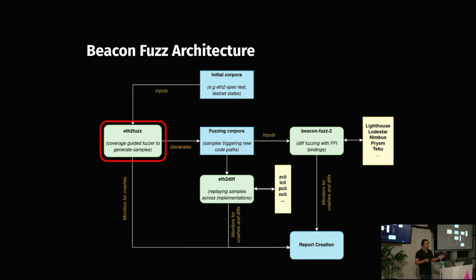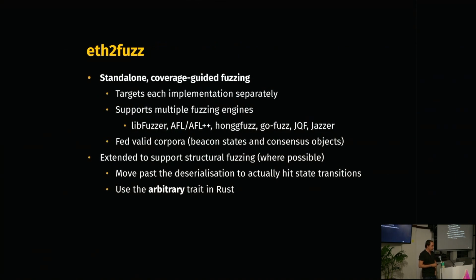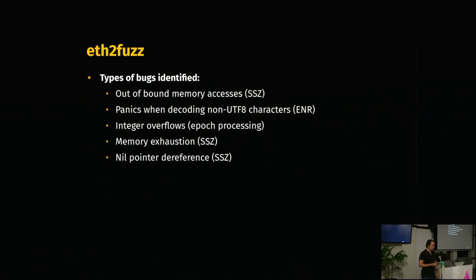Eth2 Fuzz, this is what's inside the project. This thing can target each individual client independently. It does structured fuzzing. It can find a bunch of different kinds of bugs. So this is where we implement the arbitrary trait in Rust on individual specific types, and then do all the clients independently. So it finds things like out-of-bound memory accesses, panics, integer overflows. Some of this stuff is not applicable to Rust, but the first three, I think, are very important.